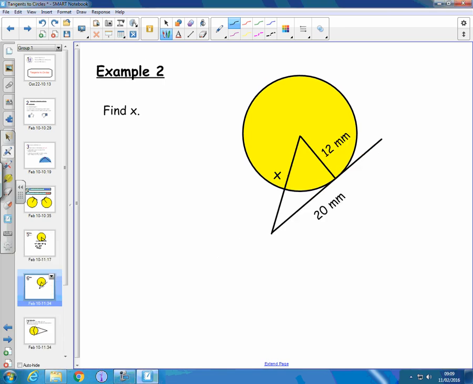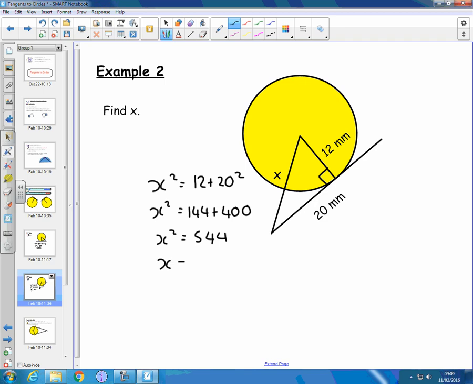Okay, example 2, we've got a right angle triangle, again using that same property, and we're trying to find the missing side, and we've got 2 other sides there. We're going to be using Pythagoras now. X is the hypotenuse, so we've got x squared equals 12 squared plus 20 squared. X squared is 144 plus 400, so x squared is 544. To find x, I'm going to take the square root, so the square root of 544, and to 1 decimal place, x is equal to 23.3 millimetres.